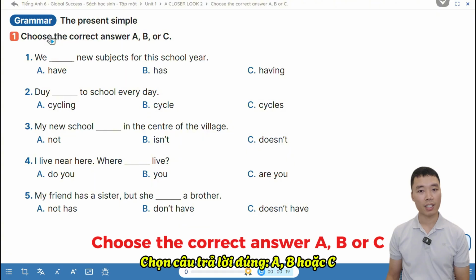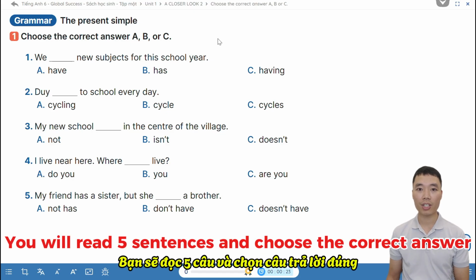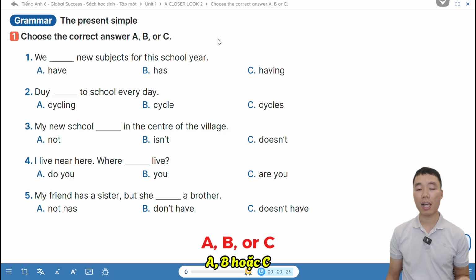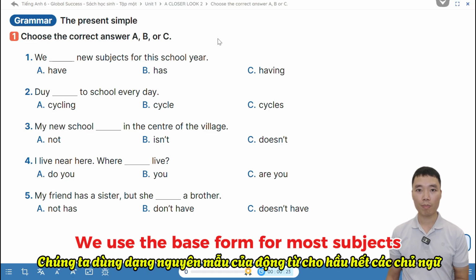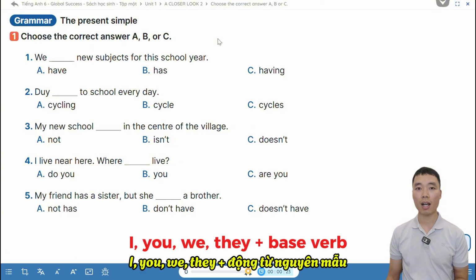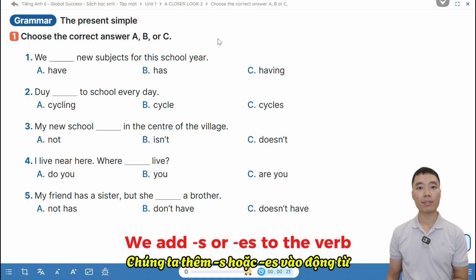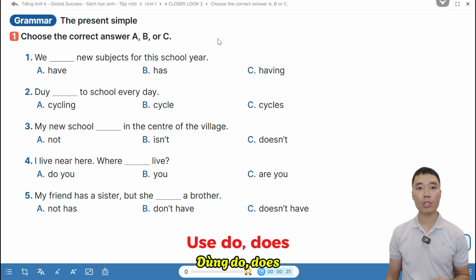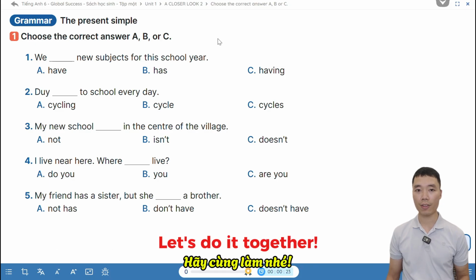1. Choose the correct answer A, B, or C. In this activity, you will read 5 sentences and choose the correct answer A, B, or C. Remember, we use the base form for most subjects: I, you, we, they. With he, she, it, we add s or es to the verb. Use do, does, and don't, doesn't for questions and negatives. Let's do it together.